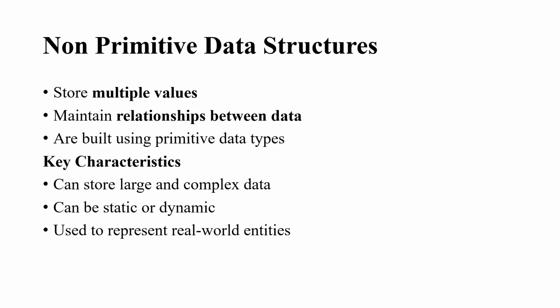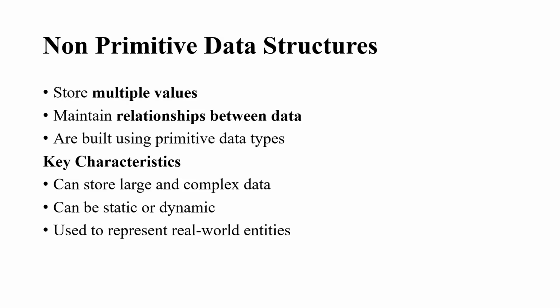They will maintain relationships between data. These are built using primitive data types, so they are derived data types. You can say these are derived data types as well. What are some key characteristics? They can store large and complex data, and they can be static or dynamic.